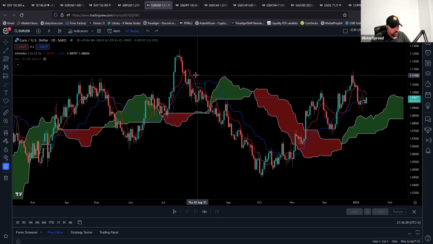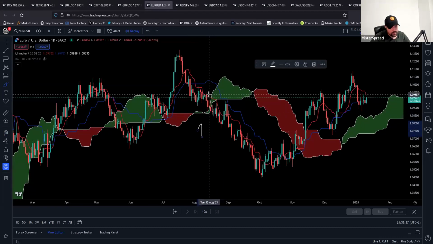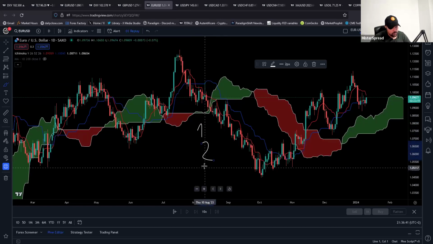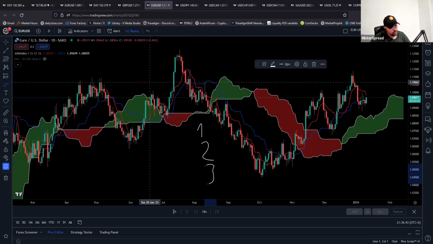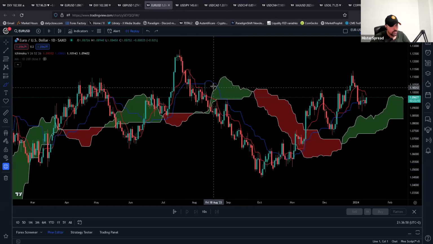You have the TK crossover, right? So the conversion line goes under the baseline. After this, the price goes under this. So this is the number one confirmation, one. After that, the conversion line goes under the Kumo, 2. Baseline goes under it, 3. And after that, you're also going to have the Chikou span. But this is not my style. I don't wait for the Chikou span. I'm just waiting for these confirmations, okay?